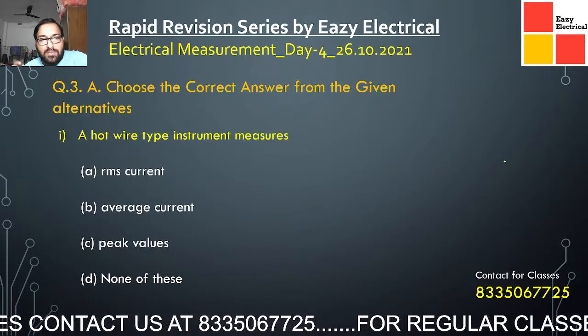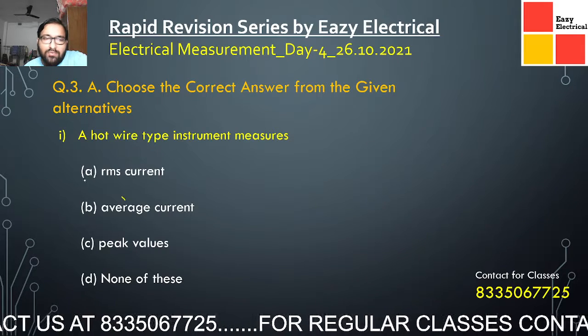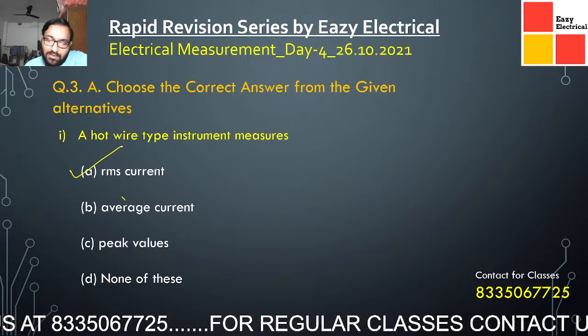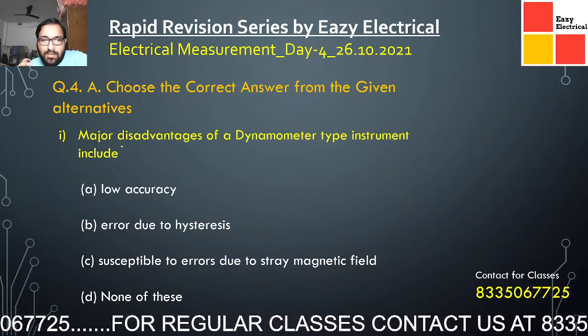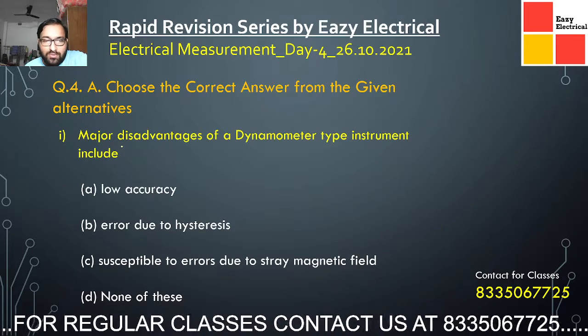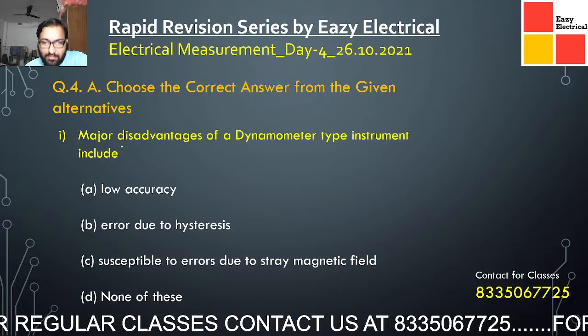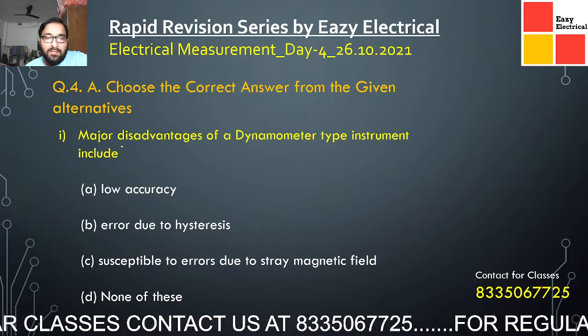Now coming to the next question. A hot wire type instrument is basically used for AC measurement. For AC measurement, we all know we basically measure the RMS current. The major disadvantages of dynamometer type instruments include low accuracy, error due to hysteresis, and susceptibility to errors due to stray magnetic fields.